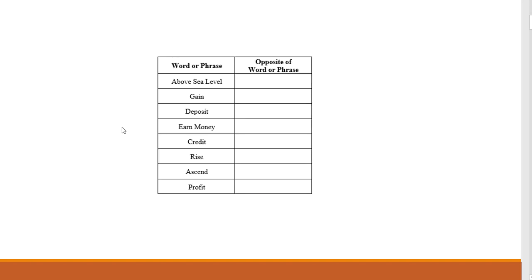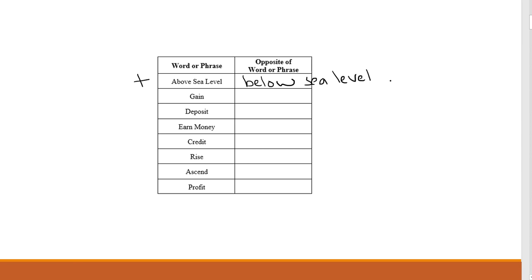There are lots of real-world situations that can be represented by integers. So we're going to take a look at these words or phrases, and then we are going to come up with the opposite of that word or phrase. I want you to push pause, try and see if you can come up with the opposite of each of these on your own, and then push play and see if you got them correct. Okay, so above sea level. This would be represented by a positive integer, and the opposite of that phrase would be below sea level.